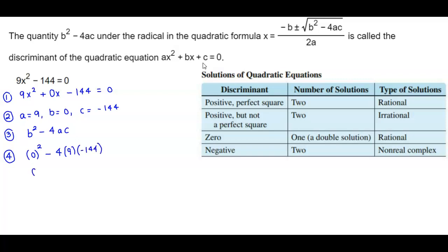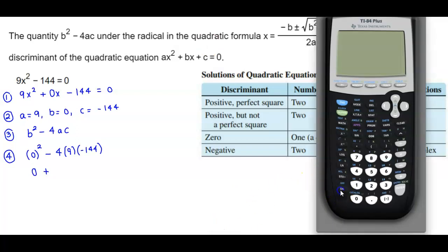So 0 squared is going to give us 0, and that's a negative times a negative, which is going to be a positive. So let's go ahead and figure that out here. We have 4 times 9 times 144, which gives us 5,184. Now we need to determine whether it is positive, so we know that the answer that we get is 5,184. So we know the discriminant is positive.